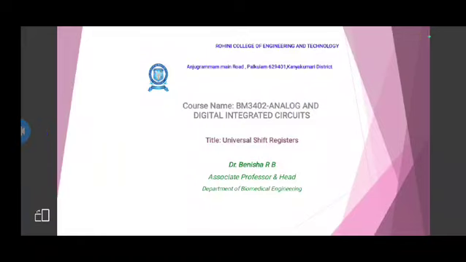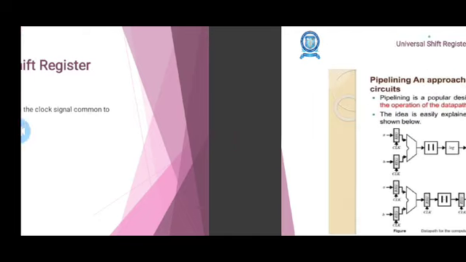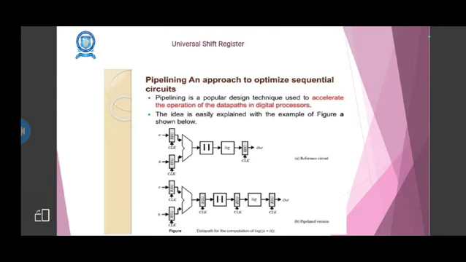Hello friends, here we are going to discuss universal shift registers. On completion of this topic, the students will be able to analyze the timing of sequential circuits and ensure the clock signal which is common to the pipeline registers. They will also learn the approaches used to optimize sequential circuits. First, we can see pipelining.